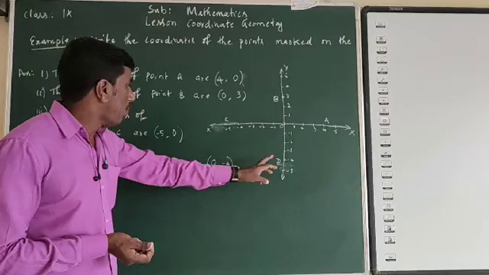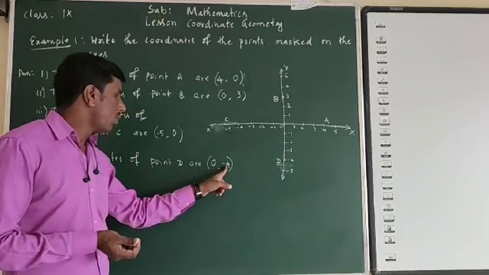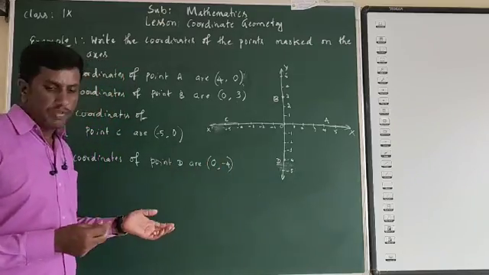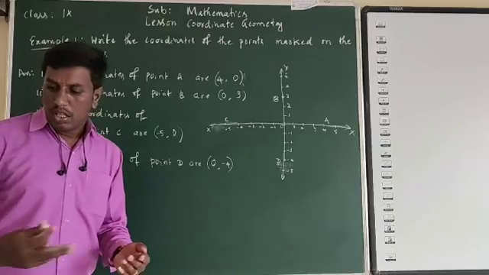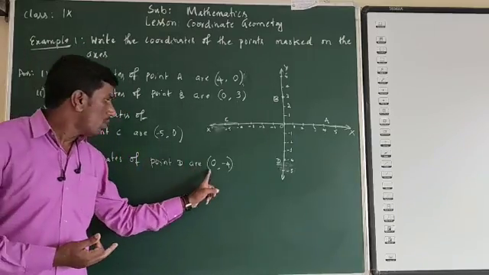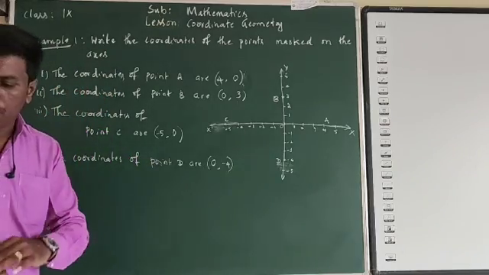What is the ordinate of point D? What are the coordinates of point D? Point D is 0, minus 4. What is the ordinate here? Ordinate is minus 4. So if they are asking for the ordinate, write the ordinate. If they are asking for the abscissa, write the abscissa. Then if they tell you to write the coordinates, you should write both abscissa and ordinate. So that is the homework for you.